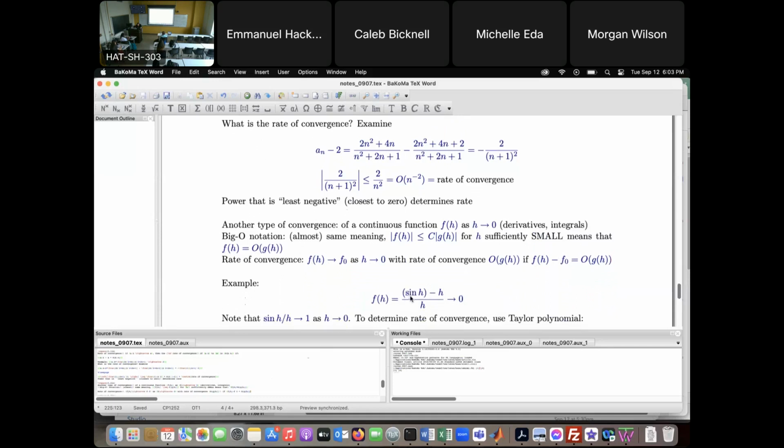Here we have this function, (sine h minus h) over h. You can determine that as h goes to 0, this fraction converges to 0. Because if I just plug in h equals 0, I'm going to get 0 over 0. But you use techniques like L'Hopital's rule, etc., to find out that the limit is 0.